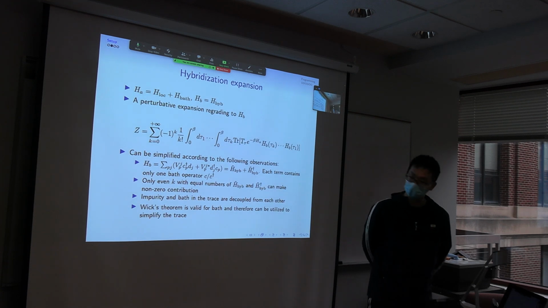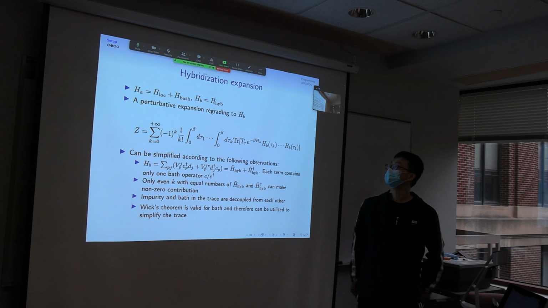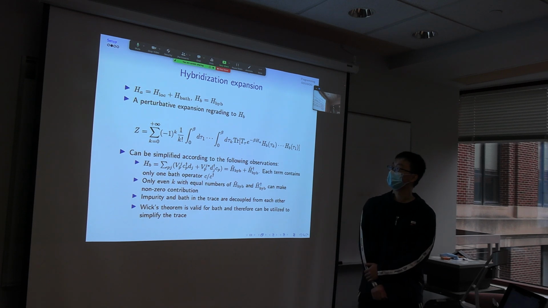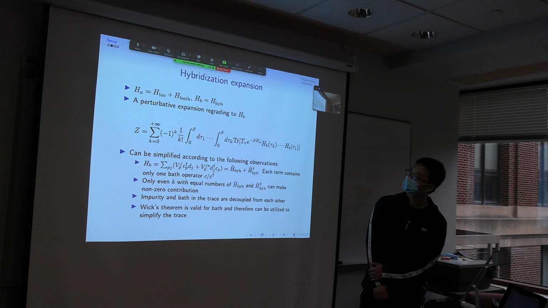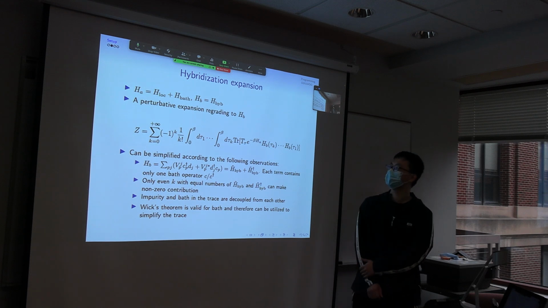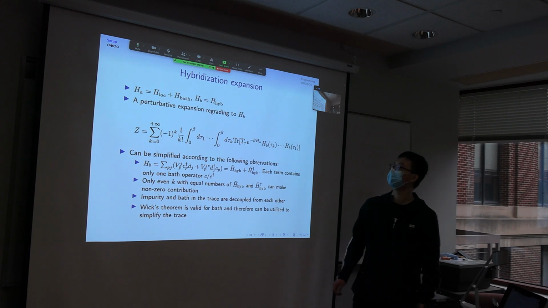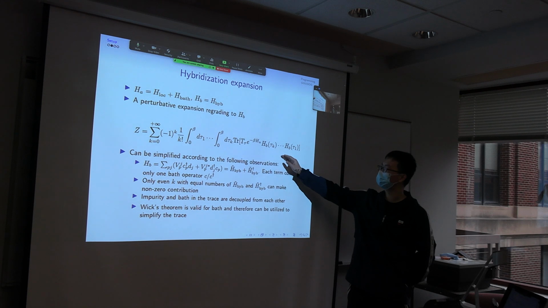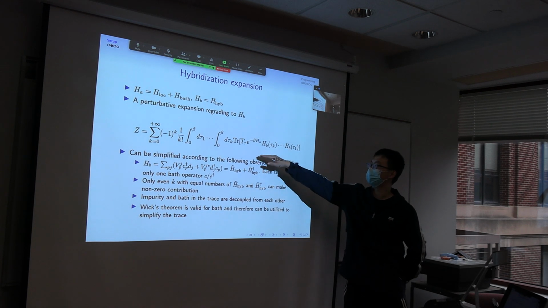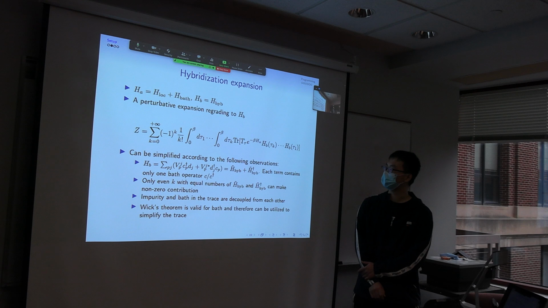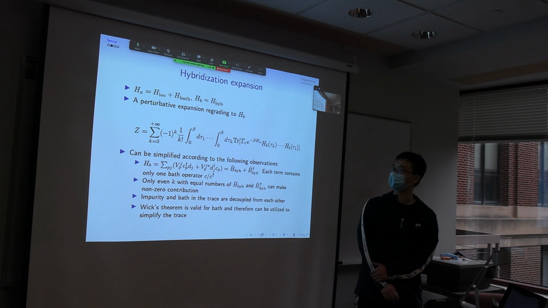Yeah. And next, I want to introduce the hybridization expansion. In the hybridization expansion, we treat HA, the background, as H local plus H base, and HB equal to H hat. So in the background, there's no coupling between H local and H base. And we do the Taylor expansion with respect to HB like this. And it can be simplified by some complicated calculations.